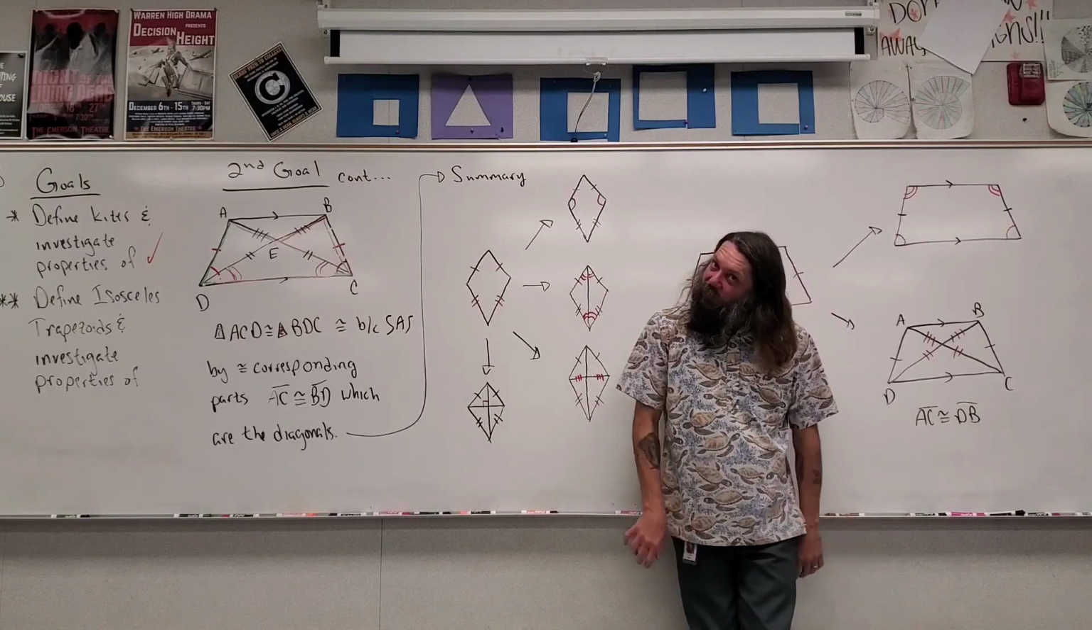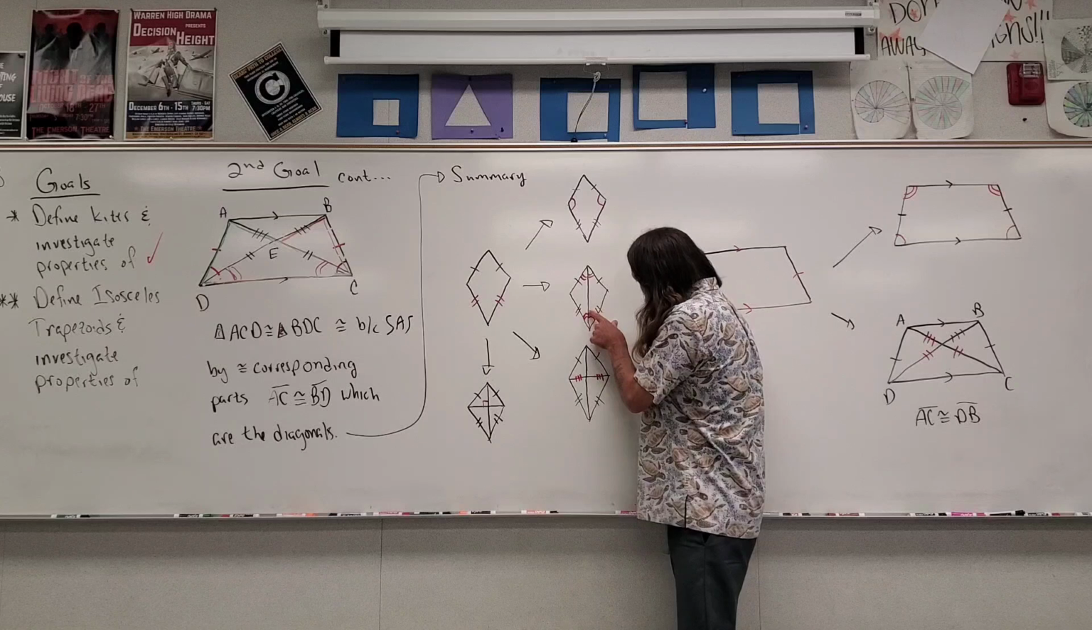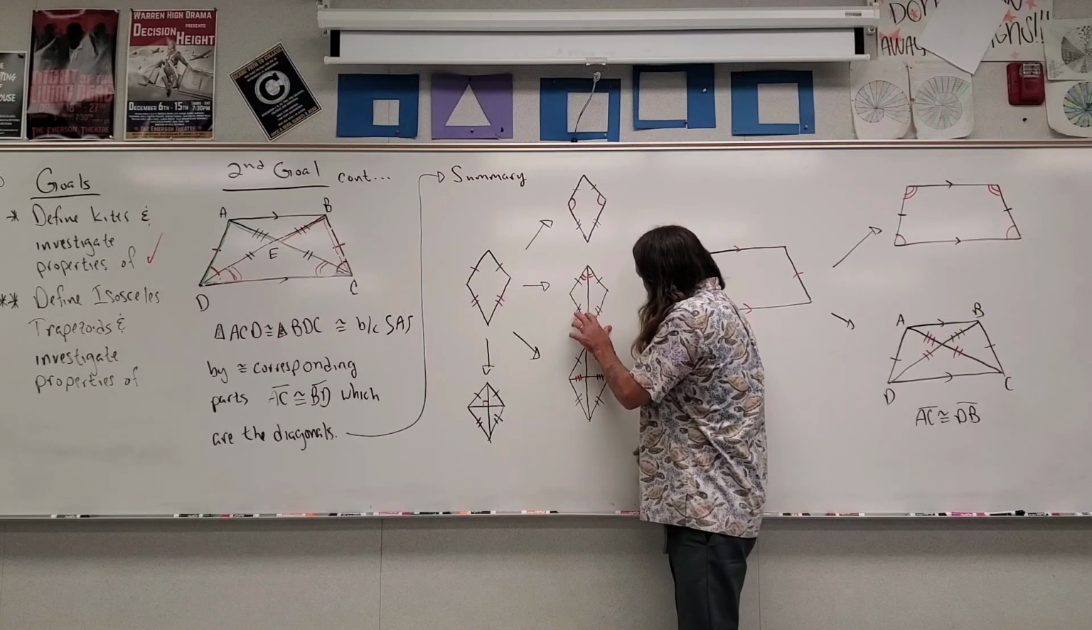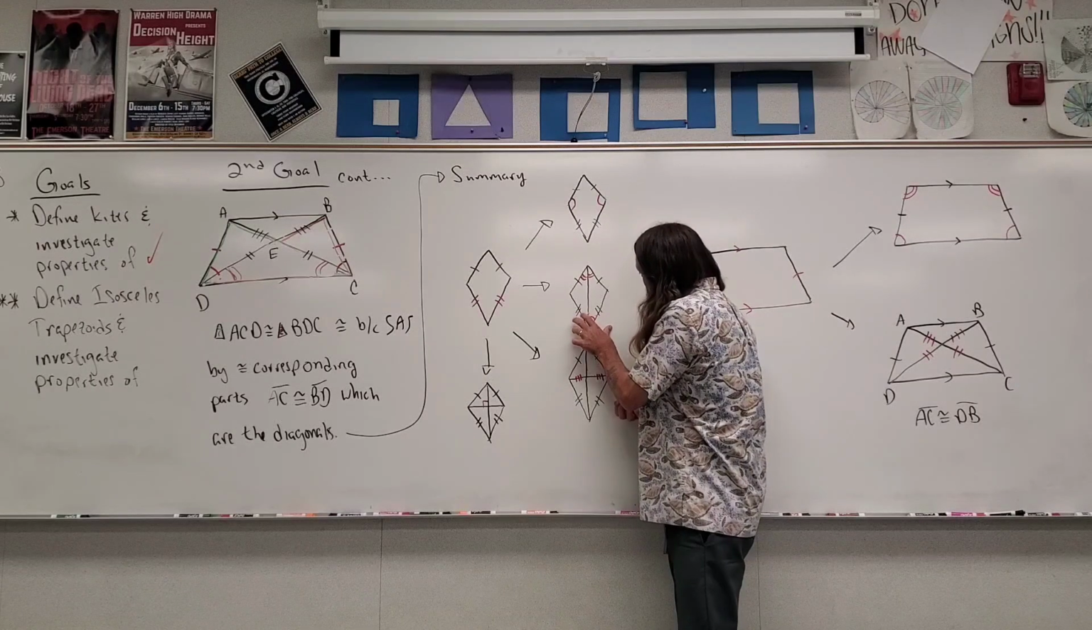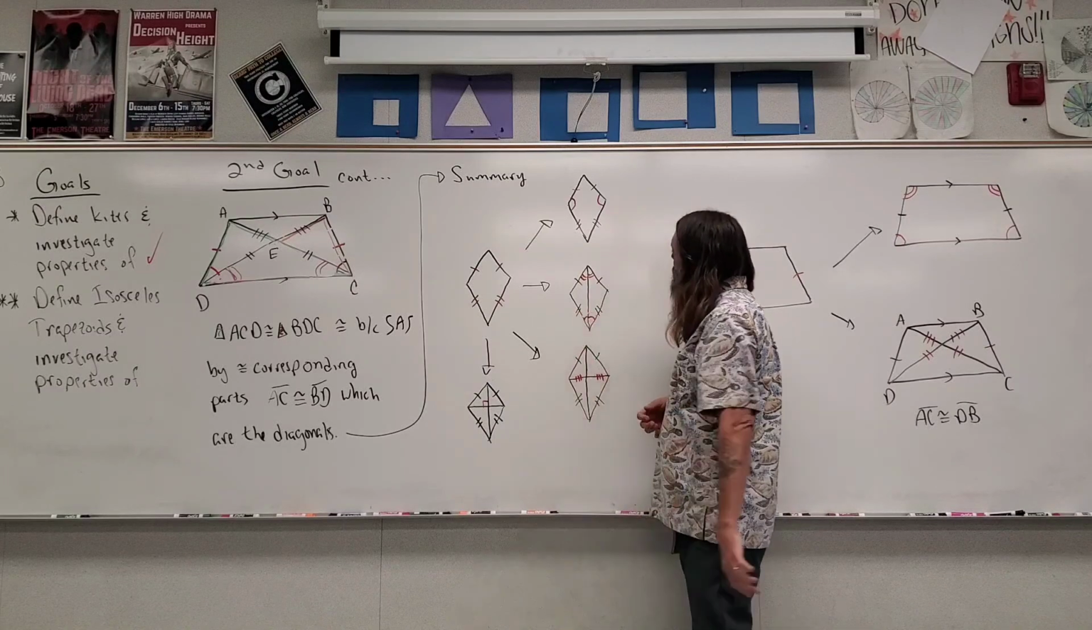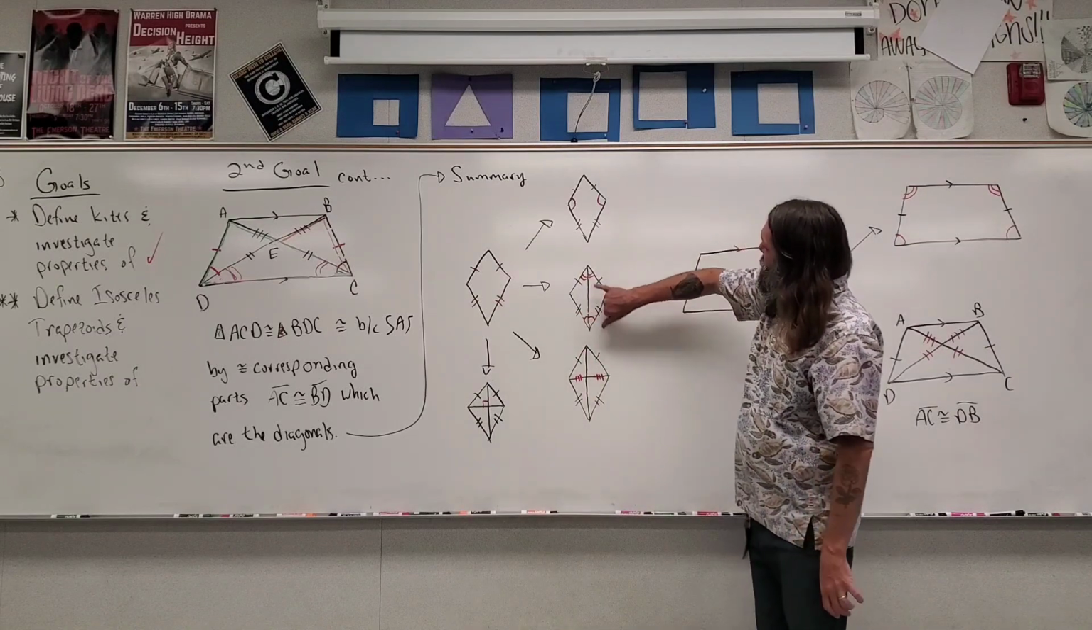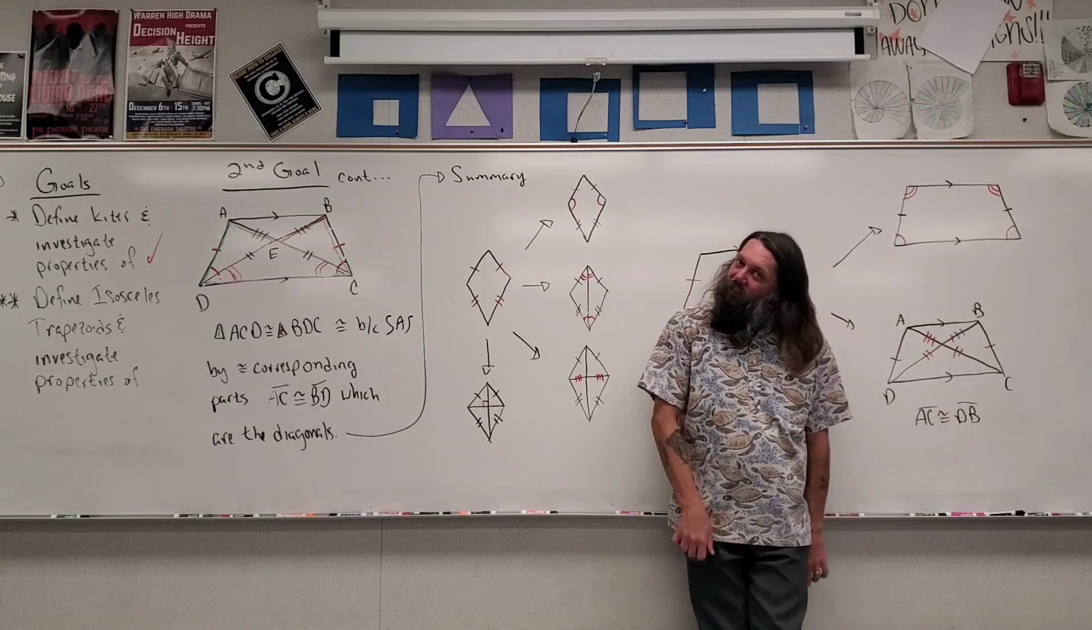So here's how we fix my mistake. We erased one mark there, and then the other mark there, and now I've shown that my diagonal bisects opposite angles that are not congruent.